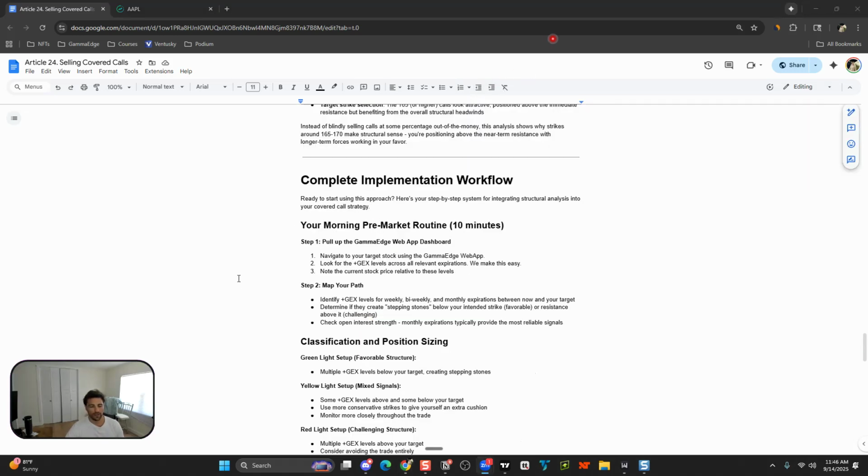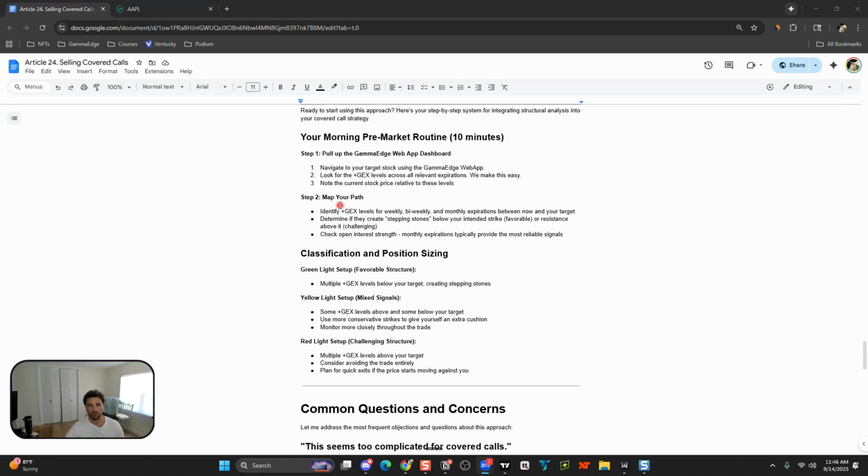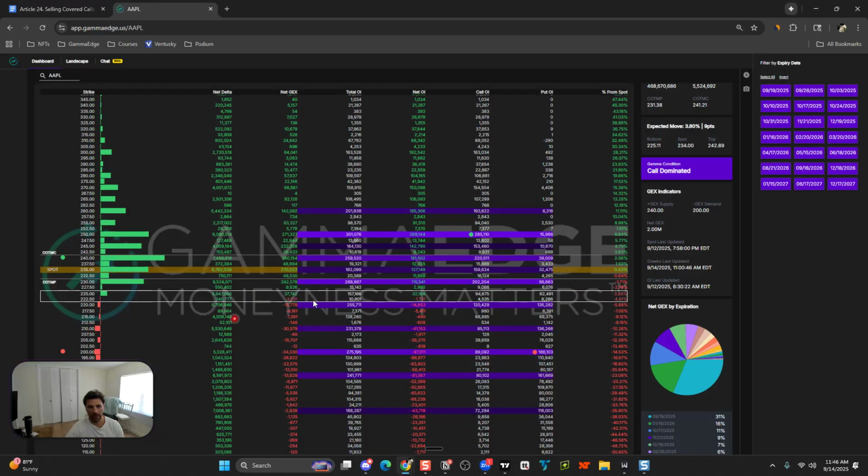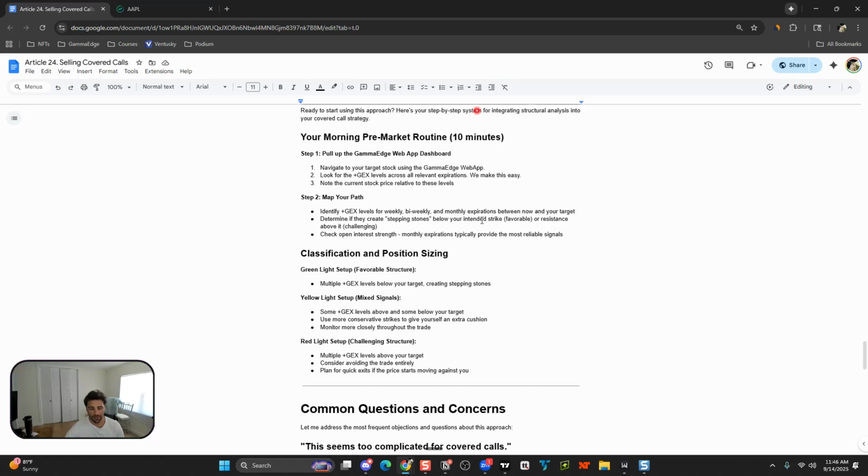Right. And so if this piques your interest, and you're curious how to better implement this into your process, here's just a quick little workflow for you. So in the morning, you're just going to pull up the web app dashboard. Again, that's what this is. You can type in any ticker you want to. Keep in mind the option needs to have significant, adequate volume and liquidity for this to be relevant. If options are not meaningful for an underlying, then this analysis is not necessarily meaningful.